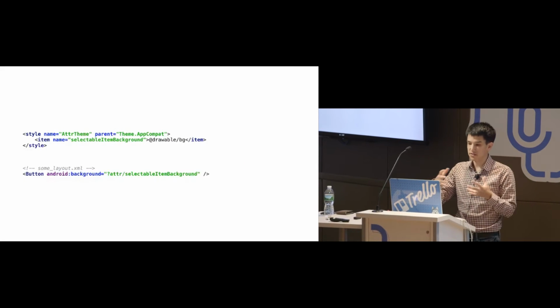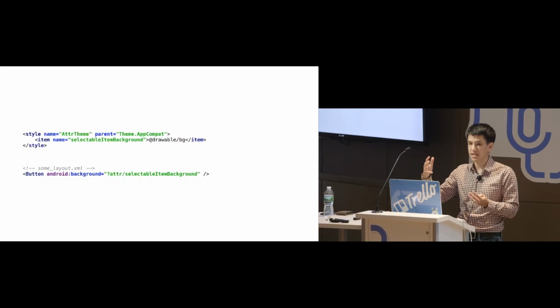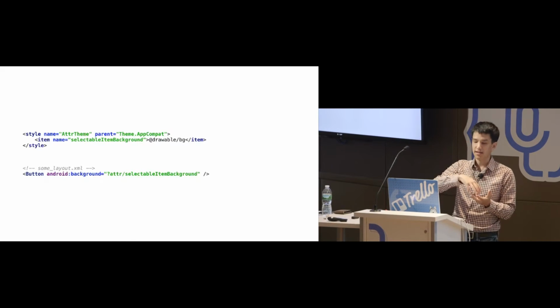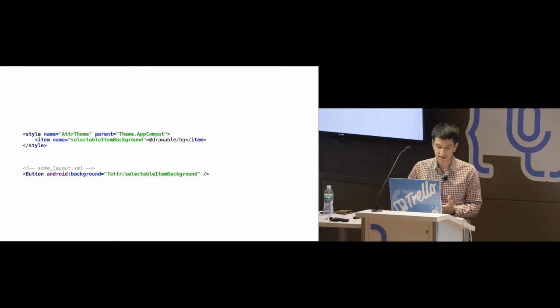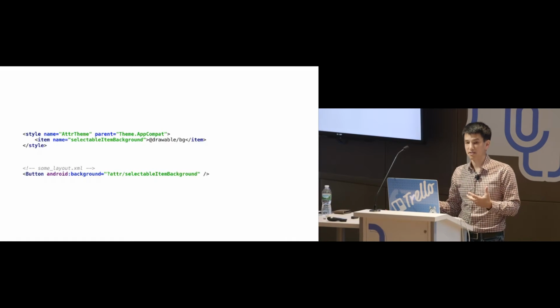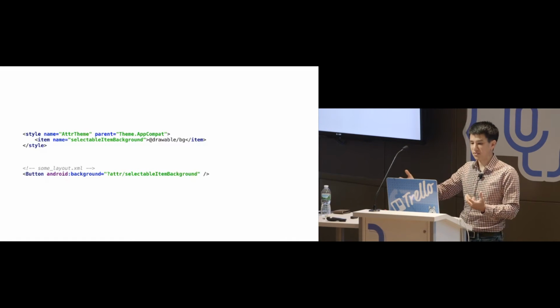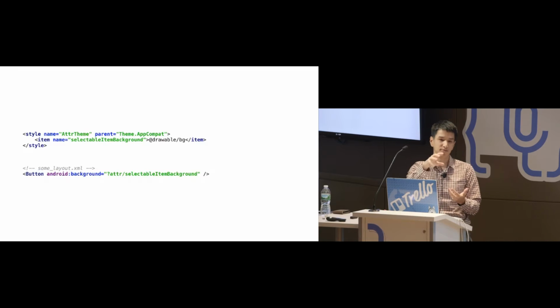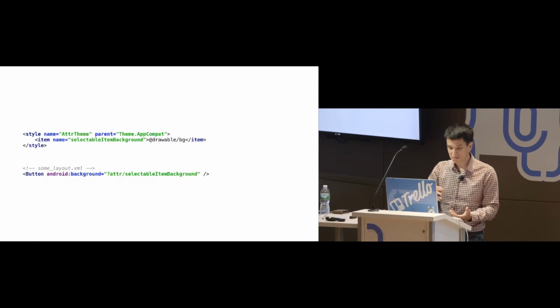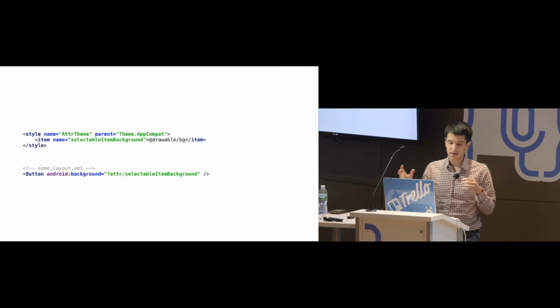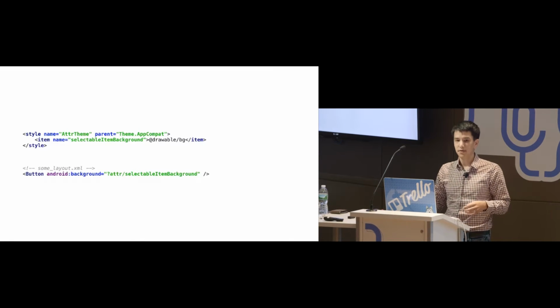And another example of where themes are powerful is that you can put attributes into the themes and then reference them in your views. So I can say that I would like my button's background to be this question mark attribute, selectable item background. That question mark attribute means I'm going to draw that from the theme. And then I can set up the drawable item background in one spot and apply it all over the app.